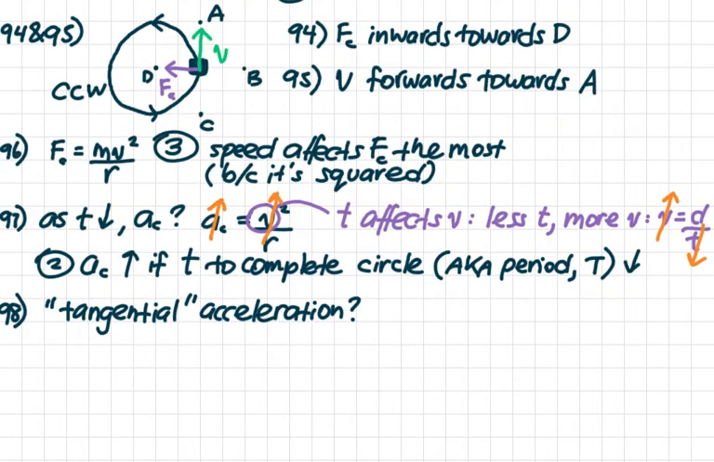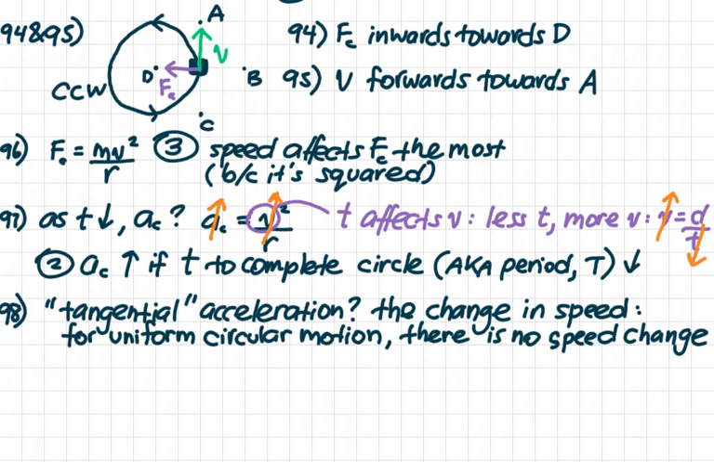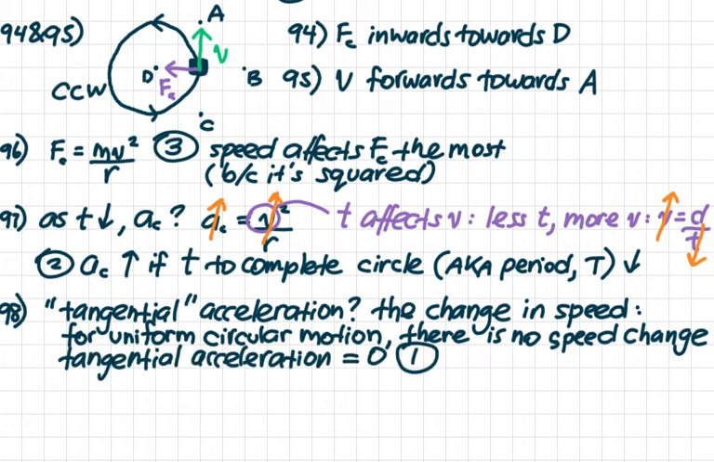So 98 is actually asking about the tangential acceleration of a cart moving in a circle. Tangential acceleration doesn't come up that often. That's because there is none. Tangential acceleration is the change in speed, the forward or back acceleration, and there is none. For uniform circular motion, there is no speed change. There's a direction change as you move in a circle, and that's what changes the velocity, but the speed itself does not change. So the tangential acceleration is 0, which is choice 1.